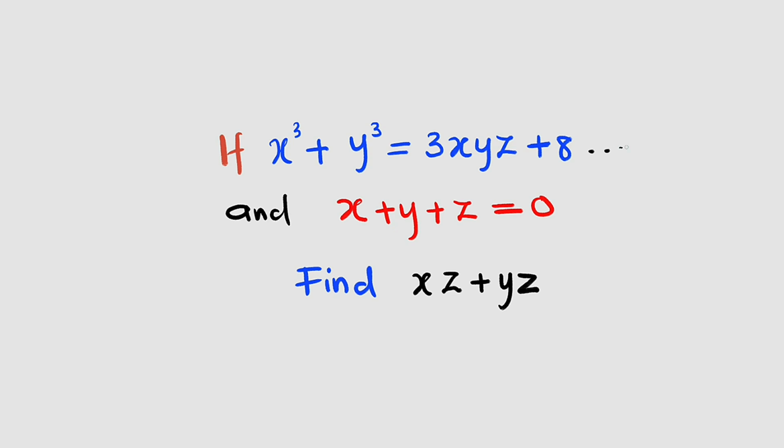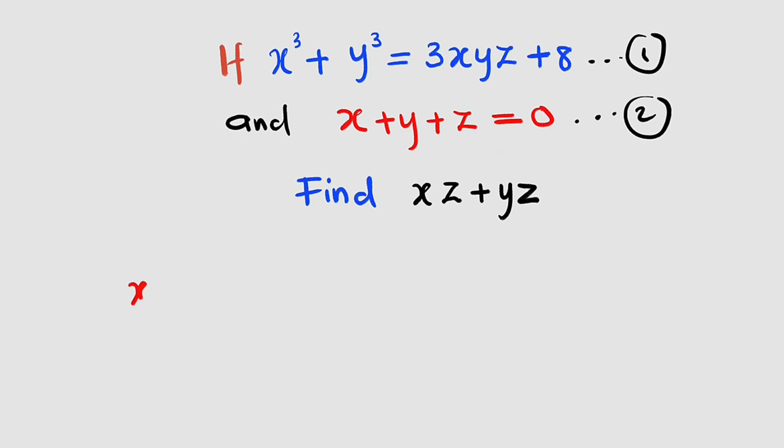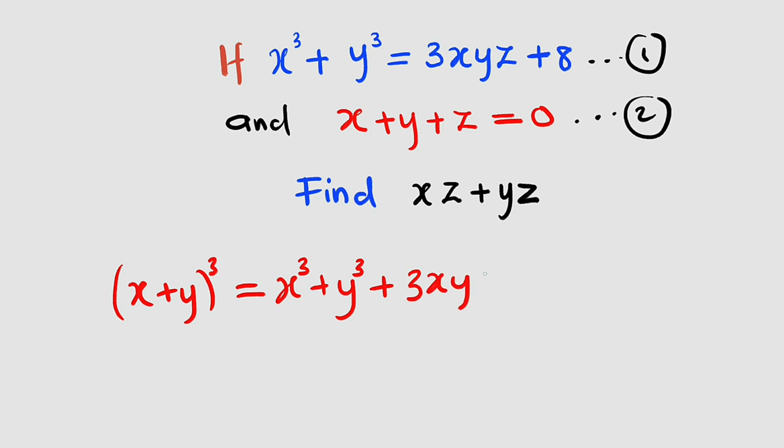First of all, let me tag this as equation 1 and this as equation 2. So from equation 1, we can simplify x to the power of 3 plus y to the power of 3, then plug it back into that first equation. Before we substitute, let us derive it. You know, x plus y to the power of 3 is equal to x to the power of 3 plus y to the power of 3 plus 3xy multiplied by x plus y. This is the expansion of x plus y to the power of 3.